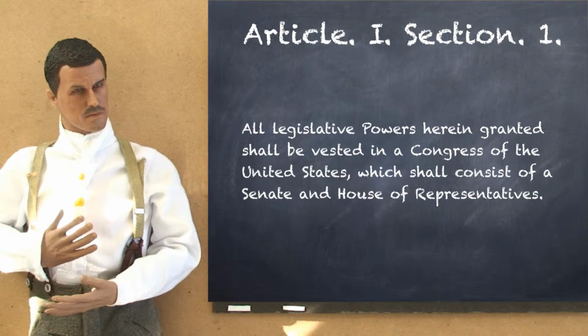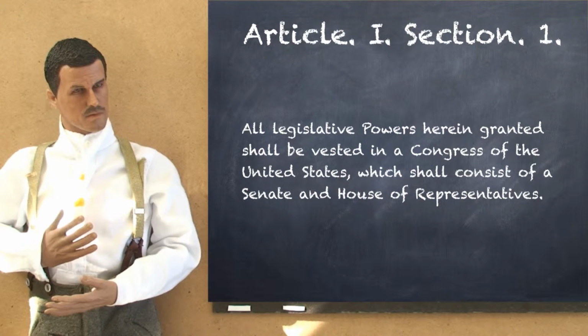It says, all legislative powers herein granted shall be vested in a Congress of the United States, which shall consist of a Senate and House of Representatives. So this is where it just determines that there's two houses of Congress, one's the Senate and one's the House. And so we're going to do the House today.